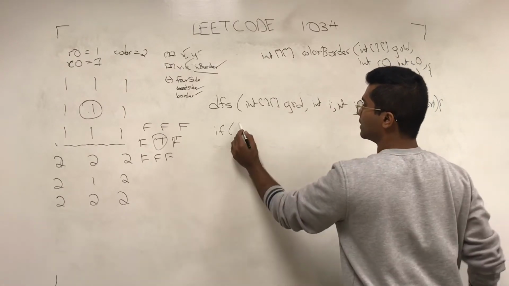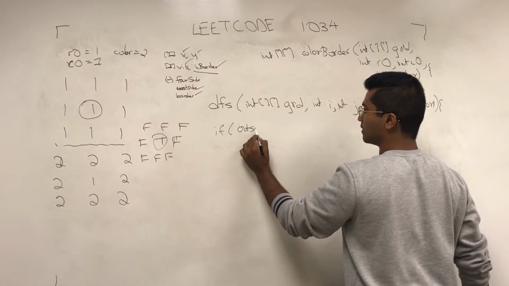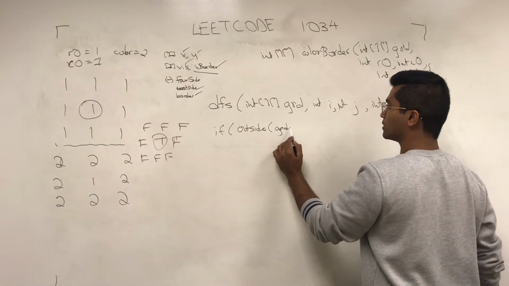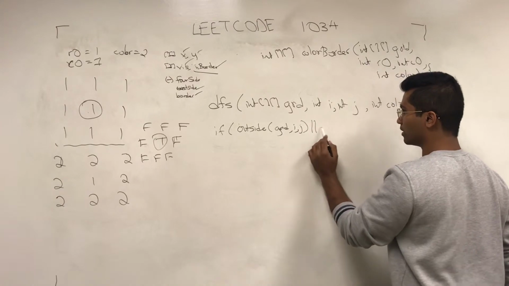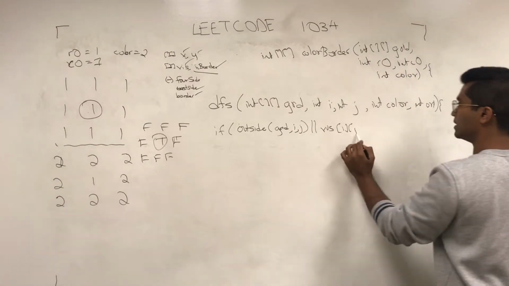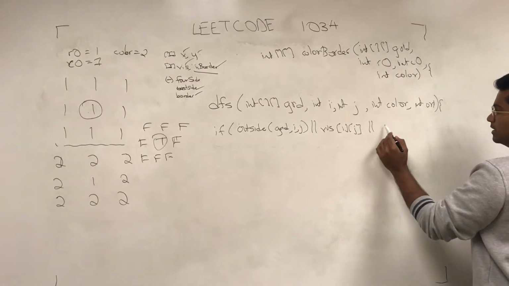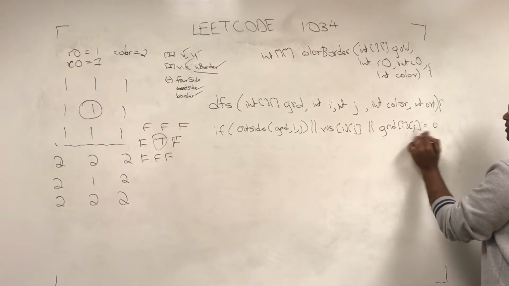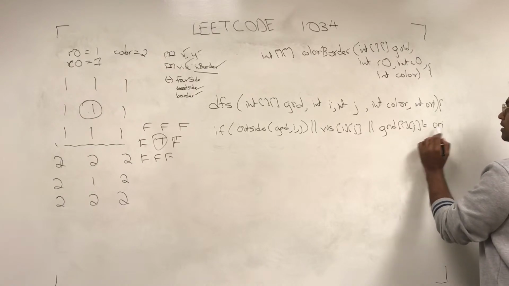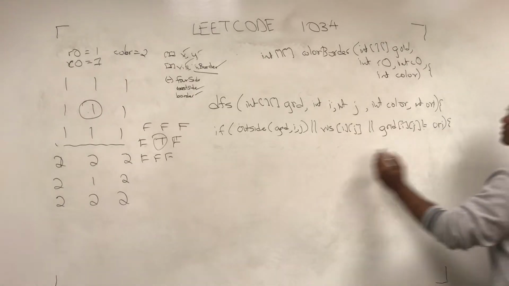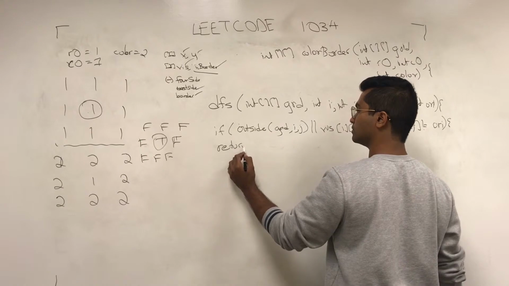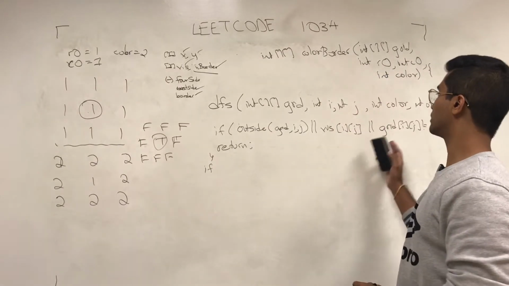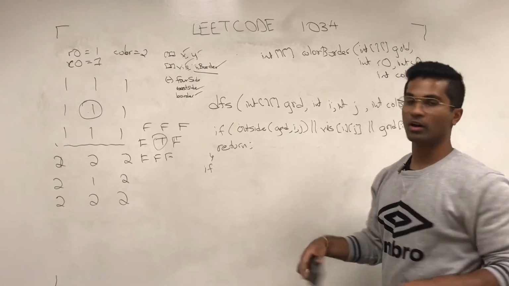Now we know that if we visited i and j, or if we're outside. Actually, let's do that first. If we are outside, otherwise we'll get an out of bounds exception. If we're outside of the bounds of the grid, or if we've visited it already, or this coordinate doesn't have ori, which is the original, so we don't care about it, then we can just return. Now, we took care of every single base case where we are not going to explore any further.